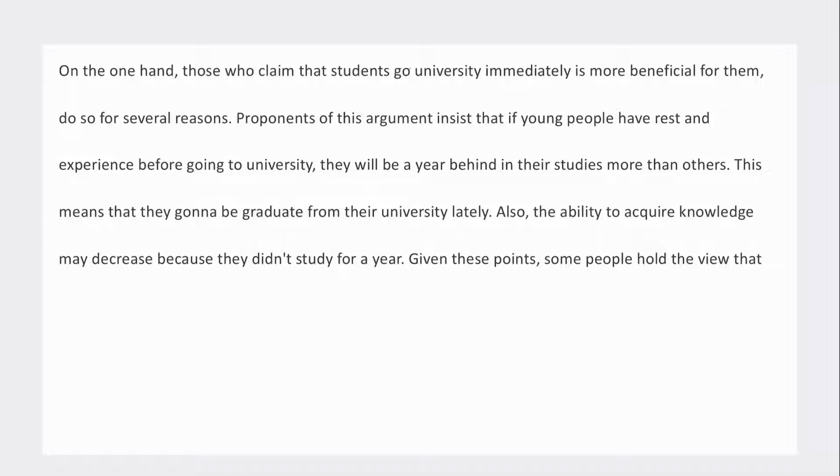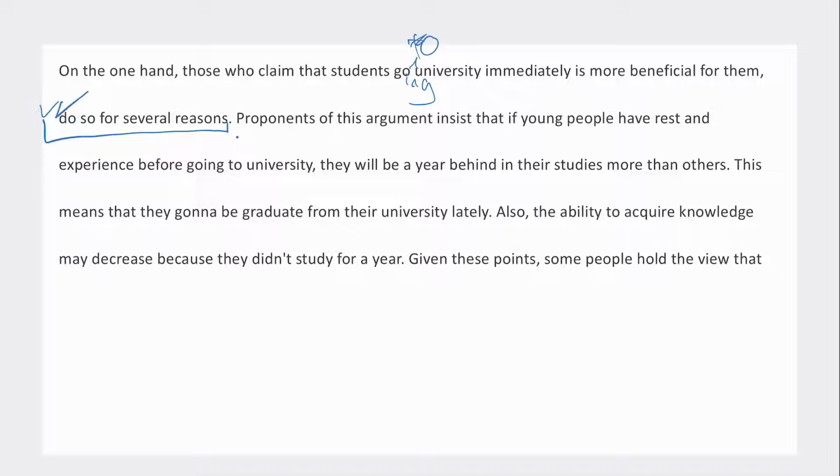Let's see what they've written. On the one hand, those who claim that students going to university immediately is more beneficial for them do so for several reasons. Okay, this is actually a nice phrase. Do so for several reasons. I like that phrase. It's very natural. It's like a native speaker kind of phrase.